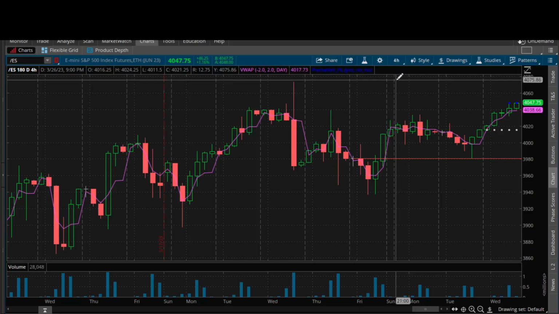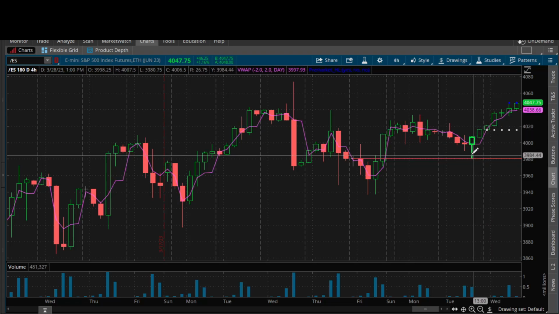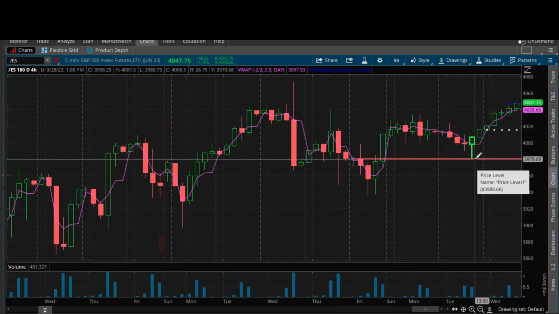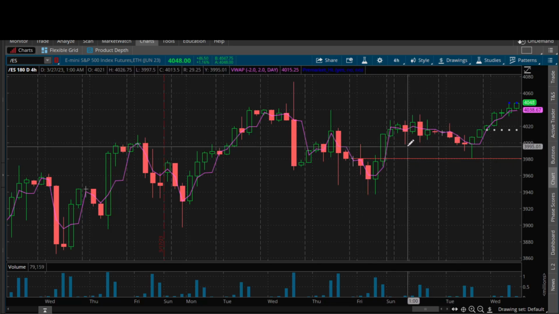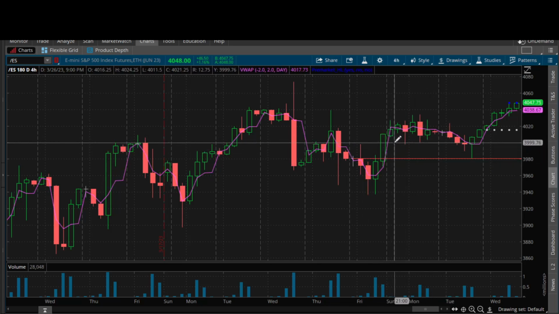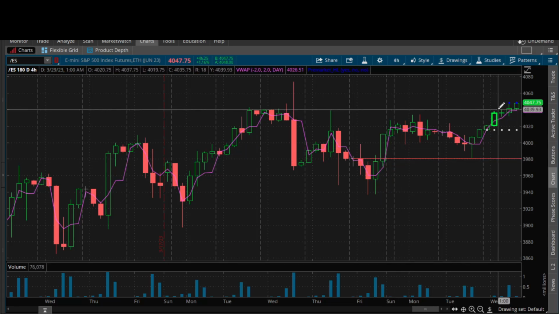So you can see we had a perfect, it doesn't get any cleaner than that. Just perfect respect for that level, that bullish order block, right? Price came down, cleaned out this sell side. It completely rebalanced this portion of price action and then rocketed up. So we're going to break this down.